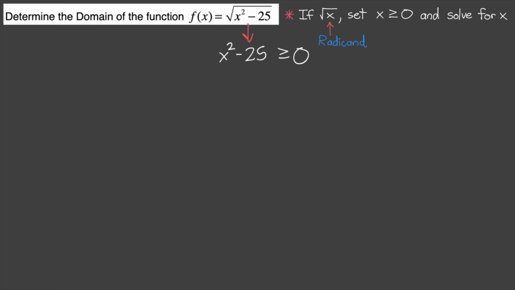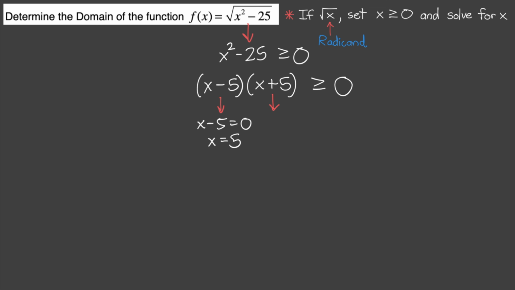Well, we factor the left side. So x squared minus 25 is the difference of two squares. So that becomes x minus 5 and then x plus 5. And we have to utilize a number line to graph our critical numbers. The critical numbers are going to be where this function equals 0. So looking at each factor, we set it equal to 0, and those are going to be our critical numbers. We add 5, we get x equals 5. Then over here, we subtract 5 from both sides, so x equals negative 5.